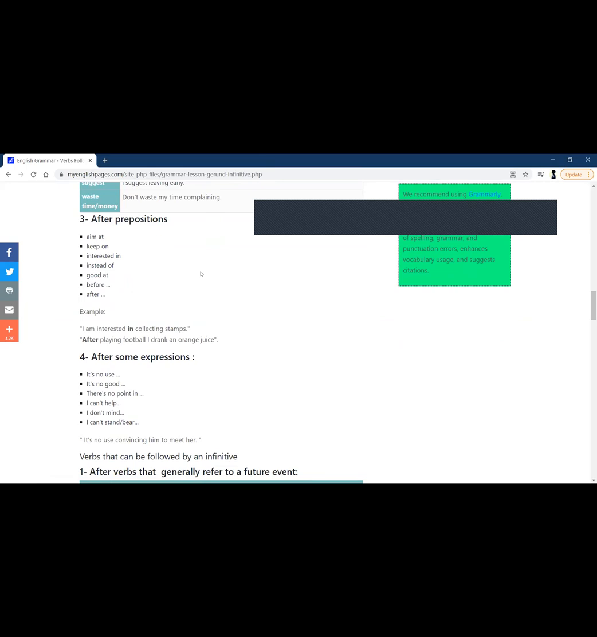For example, I'm interested in collecting stamps, or after playing football, I drank orange juice. So in these examples, if you use after in front of the sentence, it must be followed by a gerund. Like after doing something, I do something. And as you can see, I'm interested in collecting stamps.